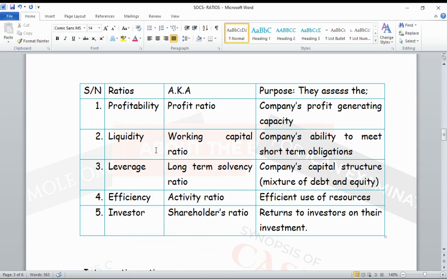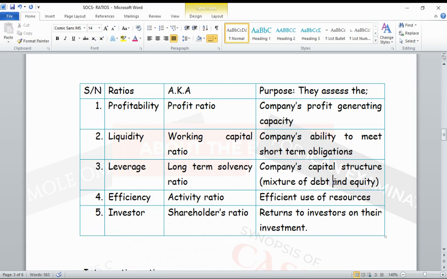Now, the second one is the liquidity ratio. The liquidity ratio is also called the working capital ratio. And this helps us to what? To assess the company's ability to meet short-term obligations. Now, a company has both short-term obligations and long-term obligations. The short-term obligations are obligations that are due within 1 year, while the long-term obligations are obligations that are due in more than 1 year, right? So now, liquidity ratios help us to assess those short-term obligations.